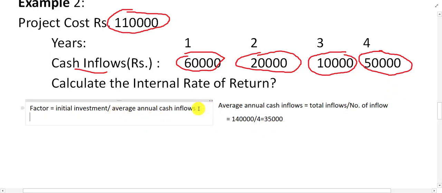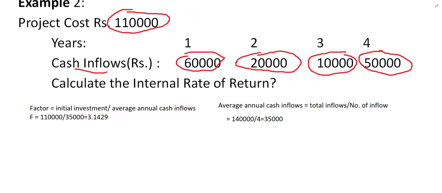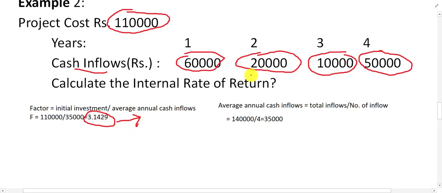The factor F is equal to initial investment. How much was the initial investment? 1,10,000, divided by average annual cash inflow. How much was the average annual cash inflow? 35,000. If you press the equal sign, you get some value. And of course, this is the value of the factor. This should be found in the present value of annuity table, against the life of the project. The project is for how many years? For 4 years. So against 4 years, you have to find this.